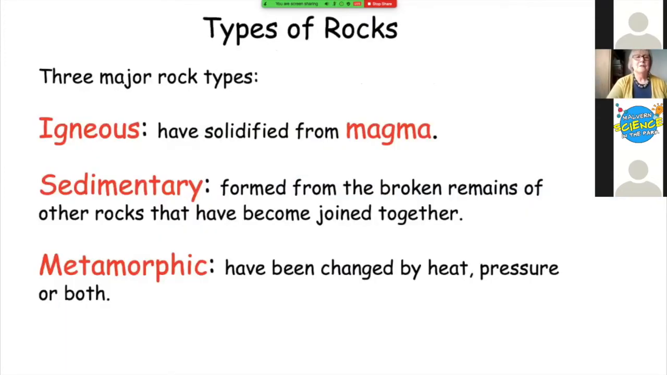The minerals make up rocks, and we have three major rock types. There's igneous. When material moves up from the mantle and begins to solidify from that material, we have igneous rocks. So they're solidified magma from the mantle. Next, we have sedimentary. If you can imagine that all rocks at some point will get broken down and then the remains become joined together. These are the sedimentary rocks. And then metamorphic rocks, which have been changed by heat, that's cooking, or pressure, that's squashing, squeezing, or both.